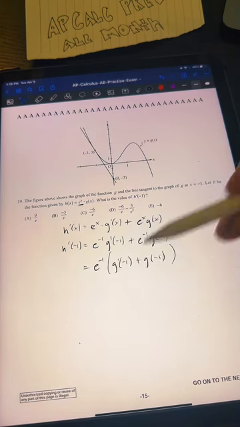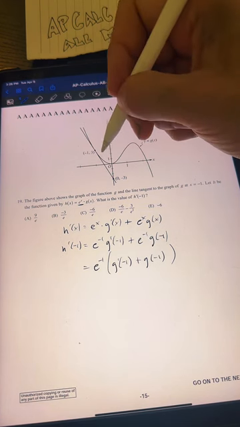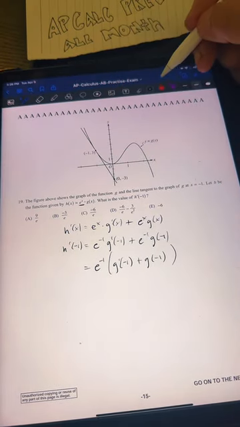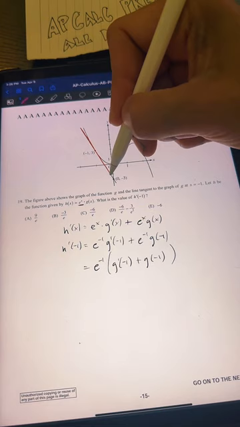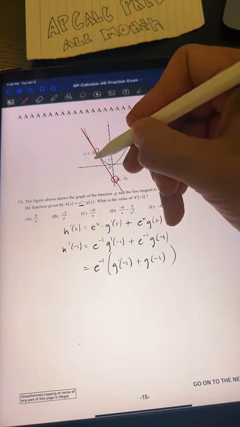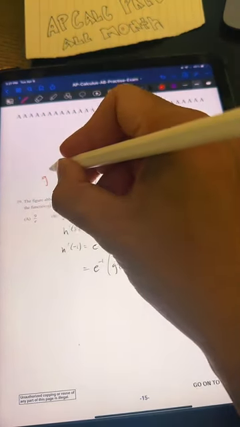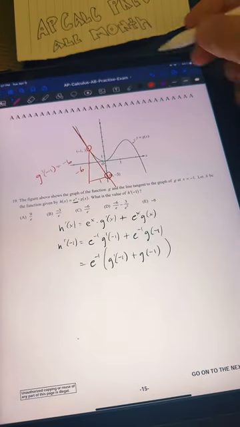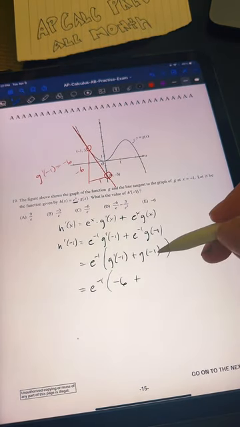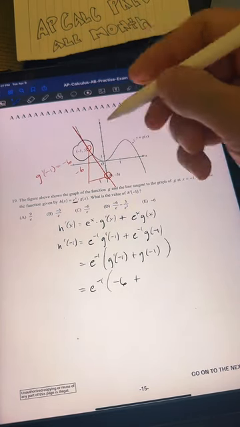Okay, we're going to find g prime of negative 1. Actually, let's just do that now. Remember, this is the derivative, the slope of the tangent line at negative 1. So how do we find the slope of the tangent line? Well, luckily for us, we've been blessed with the actual graph. And look, they gave us 2 points here, so we can find the slope. You'll notice that this goes down 6 and over 1. So g prime of negative 1 is equal to negative 6. And so now we have e to the negative 1 times negative 6 plus g of negative 1, which is just the y value when x is equal to negative 1. That's the coordinate here. So that's 3.